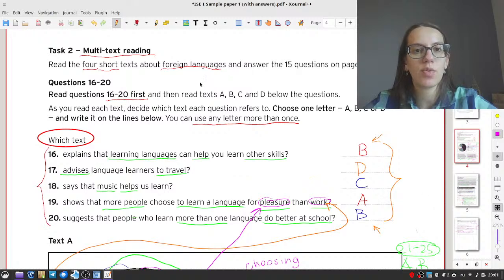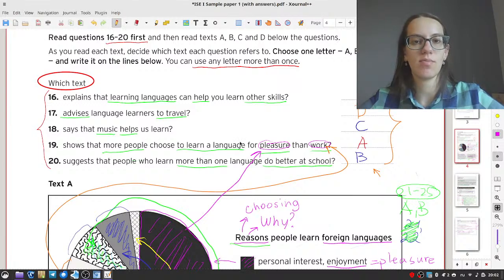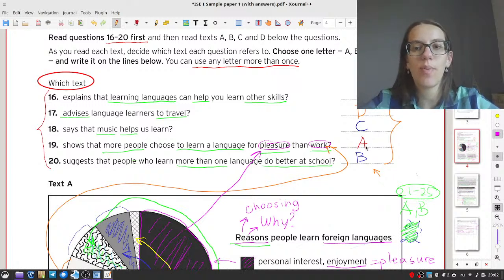Questions 16 through 20, we just needed to understand which text explains this, which text says that. Yeah, we needed to connect these questions with texts. And what's important to remember here is that you can use each letter more than once. Yeah, for example, B, we use it 2 times here and here.